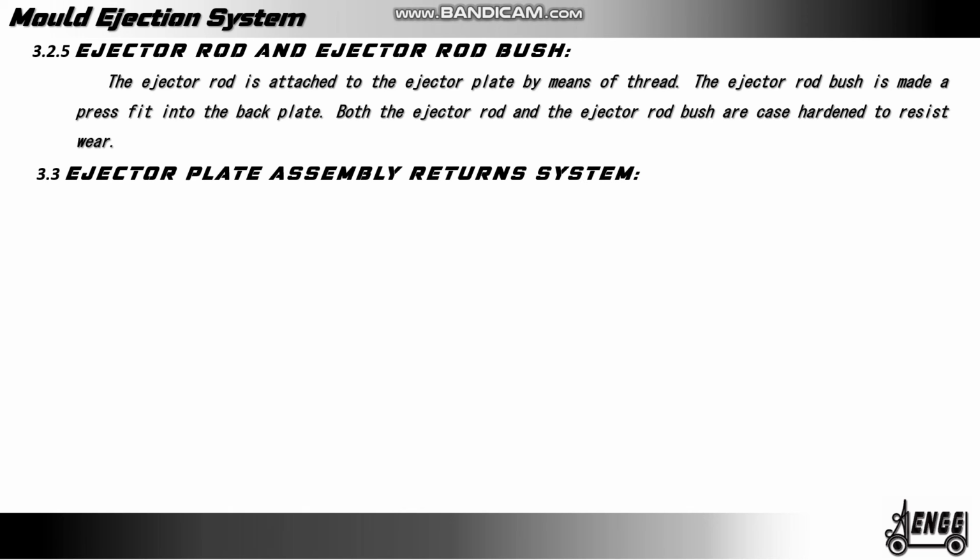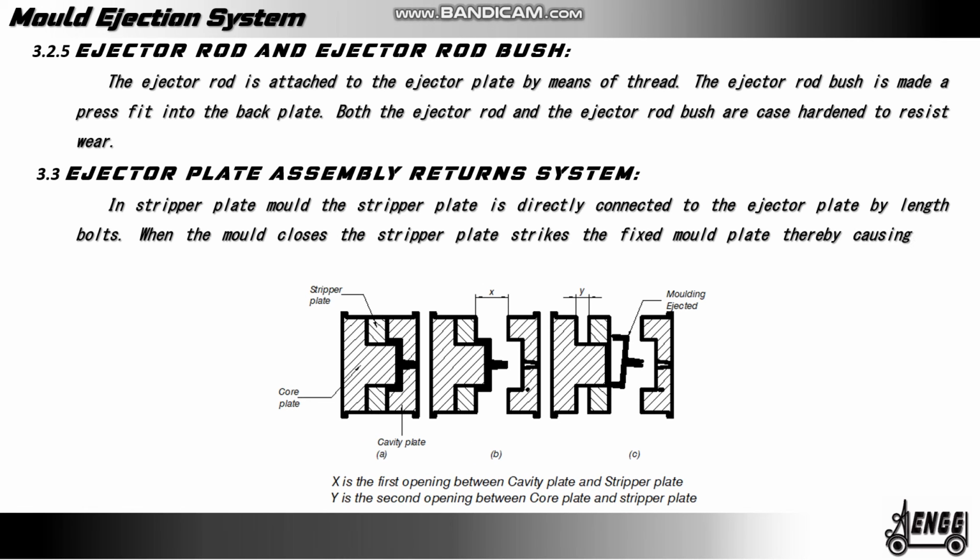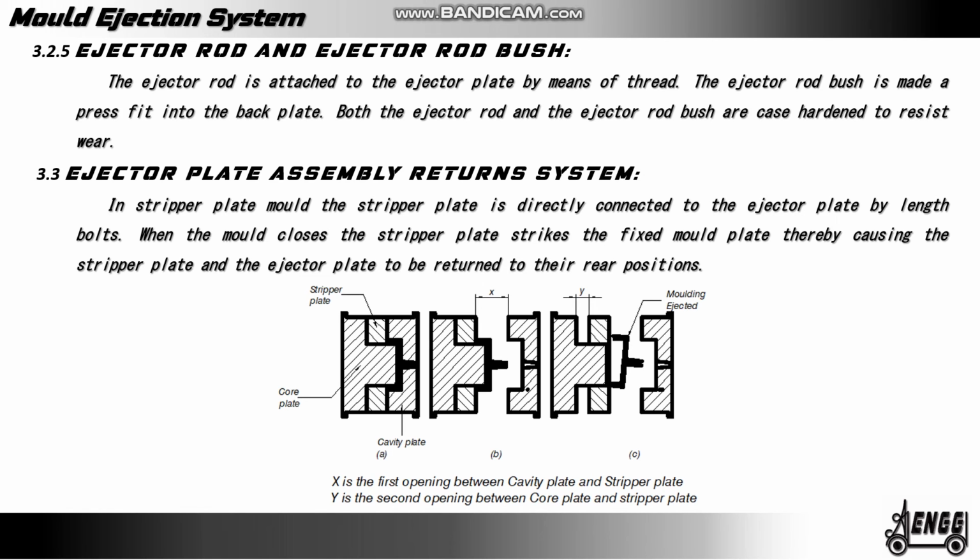Ejector plate assembly return system. In a stripper plate mold, the stripper plate is directly connected to the ejector plate by length bolts. When the mold closes, the stripper plate strikes the fixed mold plate, thereby causing the stripper plate and the ejector plate to be returned to their rear positions. In this picture, X is the first opening between the cavity plate and stripper plate. Y is the second opening between the core plate and stripper plate.